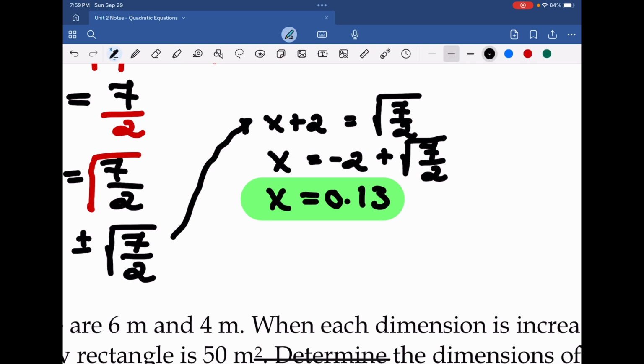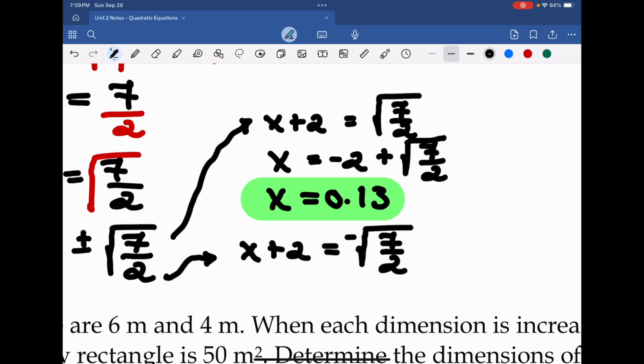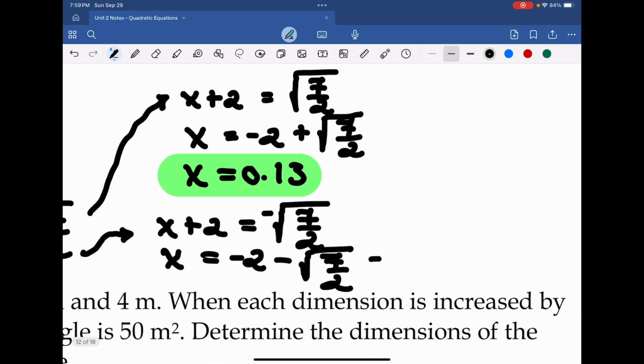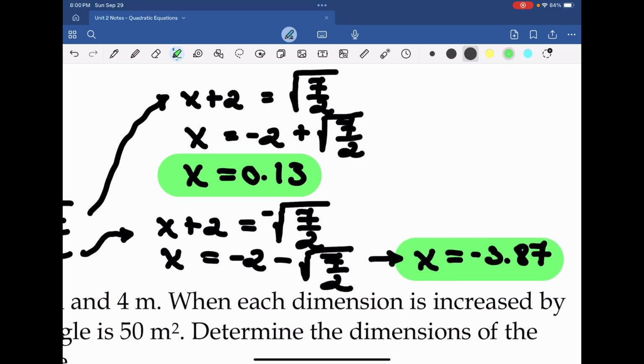Perfect. Now our second solution, which we'll arrow down to just below that. We're going to get x + 2 is equal to, instead of the positive root of 7 over 2, the negative root of 7 over 2 as a radical. This means x is equal to negative 2 minus the square root of 7 over 2. As a value here, off to the side, we're going to get that x is equal to negative 3.87. There we go. So that's our second root solution, or x-intercept.